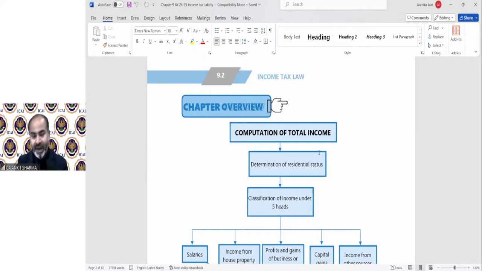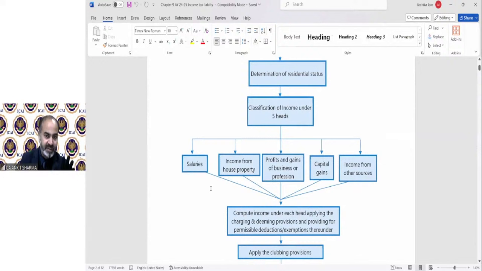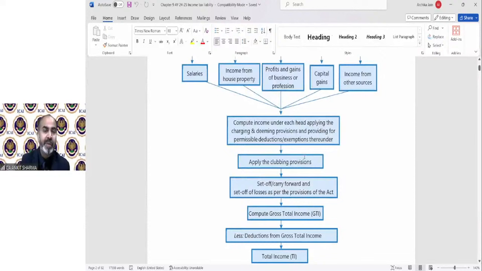And you can see, what is the chapter overview? We can see that is computation of total income. Determination of residential status. We already know what is the meaning of residential status. That is chapter number 2. Classification of income under five heads, which I have discussed with you: salary, house property, profits and gains of business and profession, capital gain, and income from other sources. Nothing new. Then computation of income under each head, applying the charging and deeming provisions and providing for permissible deductions and exemptions thereunder. So each head has a separate kind of deductions also.